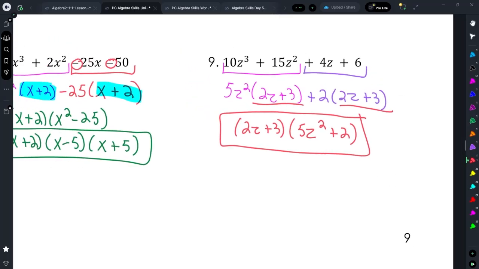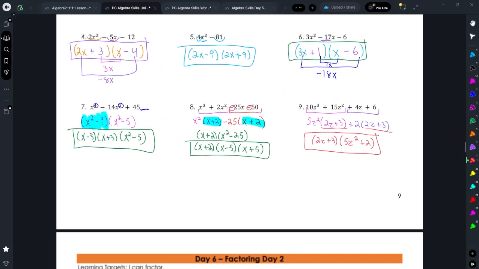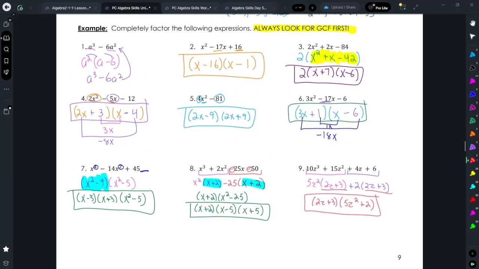So hopefully this factoring was just a refresher, that once we started doing these problems, you're like, oh yeah, I remember this stuff. I can do it now, because we're going to be factoring a lot this year.